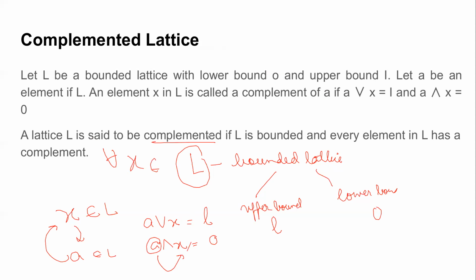I'll be sharing a tutorial where I will show you the examples, so don't worry about that. But is this clear? The overall definition: what do we mean by a complement of an element, and how do we define a complemented lattice? Yes, class. Is that clear?